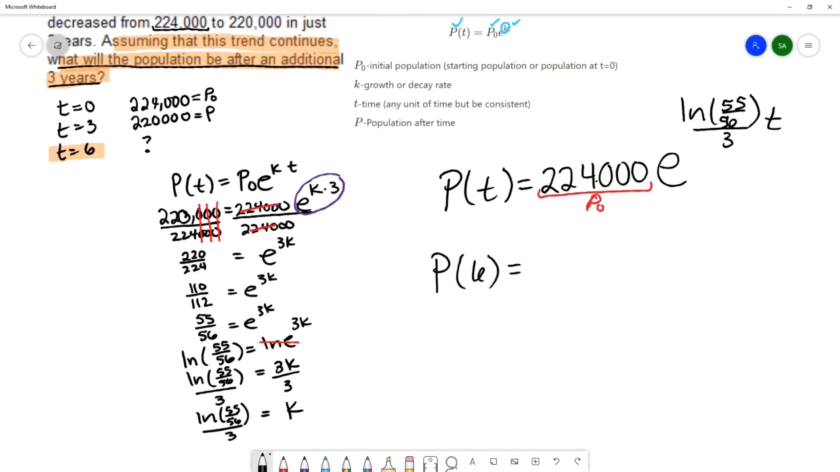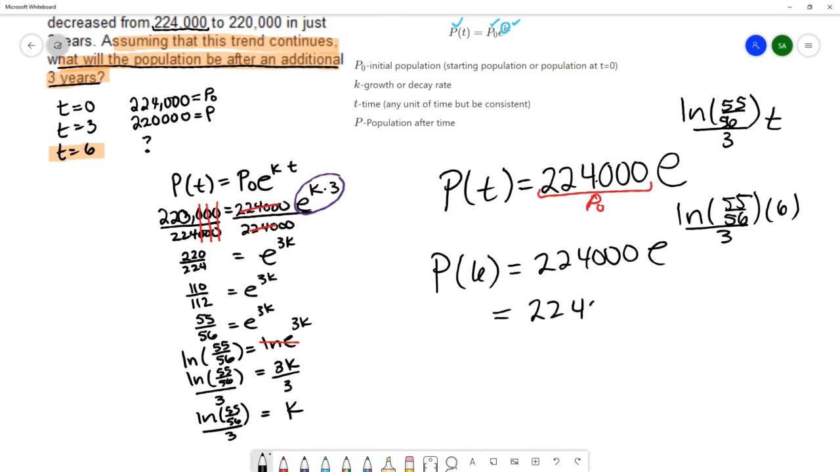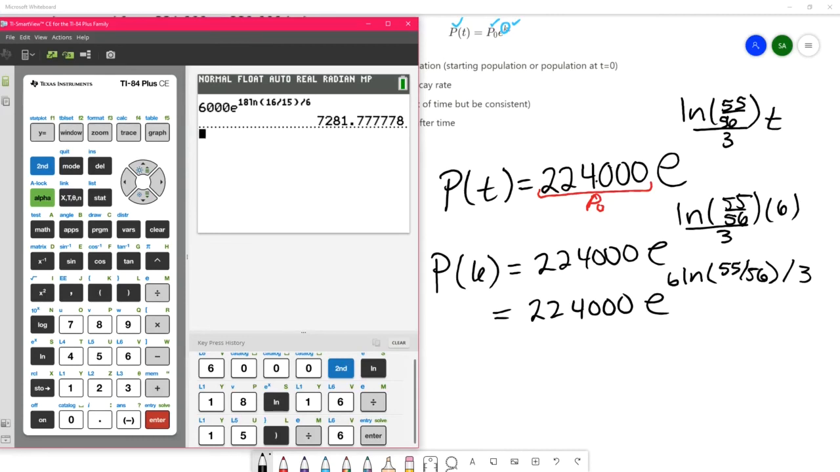we would have 224,000 e to the natural log of 55 over 56 over 3 times 6. And to type this in the calculator, I'm going to write that 6 in the front. So we have 6 times natural log of 55 over 56 over 3. So let's grab our calculator.